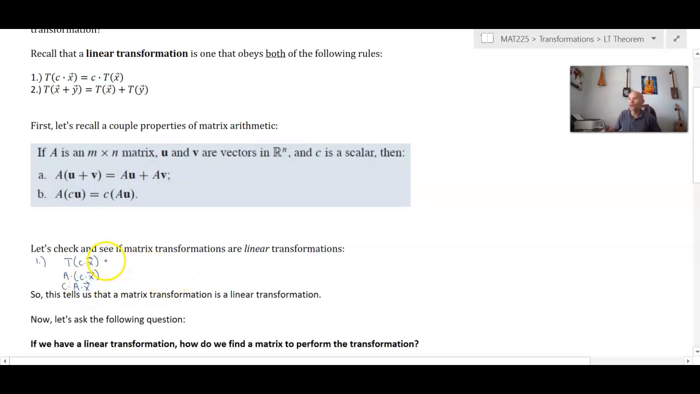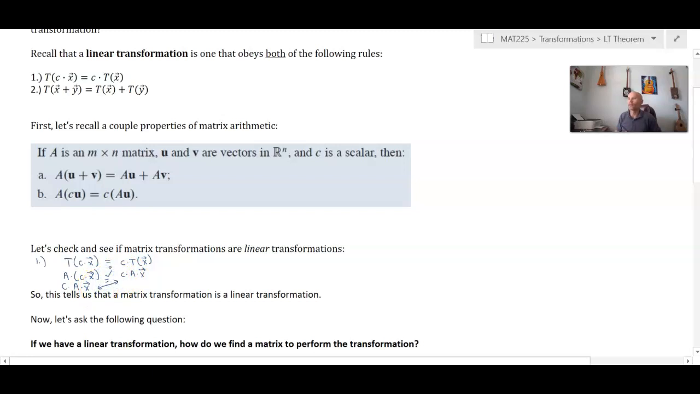Now let's show that in fact that's going to give us the same answer as C times T of X. This is the right-hand side we're now going to expand upon. So we're going to take C times the transformation of X. Well, what does that mean? That means that T of an input is equal to A times that input. In this case, our input is just the vector X, and you can already see that these are equal.